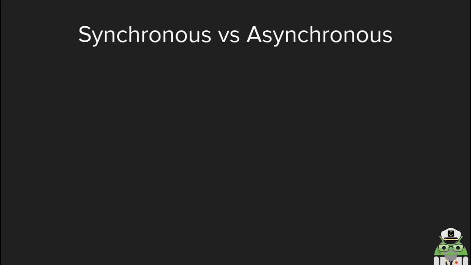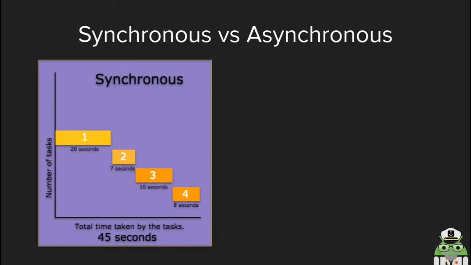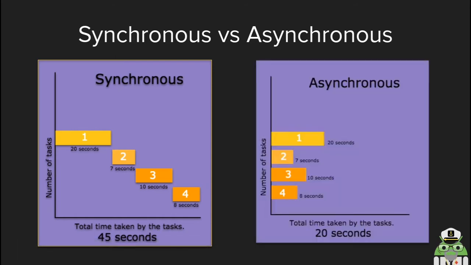Let's talk about synchronous and asynchronous programming. In synchronous programming, if you have multiple tasks, they execute one by one, so the total time will be the sum of all the task execution times. In this example you can see there are 4 tasks, and the total time taken is 45 seconds. In synchronous programming all the tasks are executed one by one, and in asynchronous programming all 4 tasks will be executed in parallel. That will save our time.